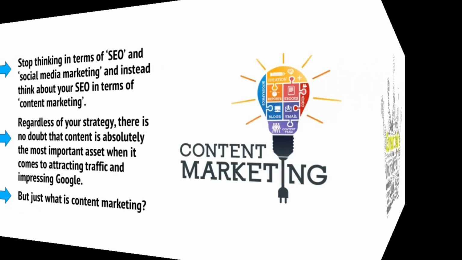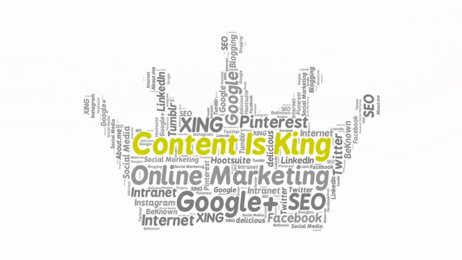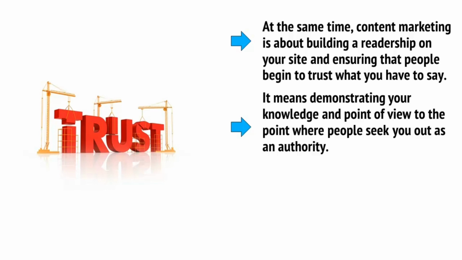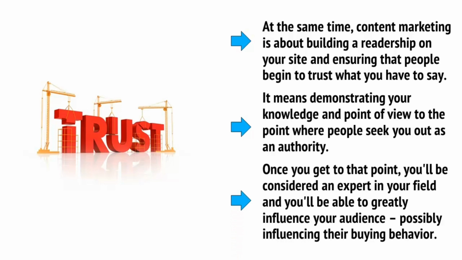Content marketing is about creating content that will help Google to find your site and posts and to ensure you rank highly in the search engine results pages. While this is a powerful and useful effect, though, it's actually only one part of what content marketing is all about. At the same time, content marketing is about building a relationship on your site and ensuring that people begin to trust what you have to say. It means demonstrating your knowledge and point of view to the point where people seek you out as an authority. Once you get to that point, you'll be considered an expert in your field and you'll be able to greatly influence your audience, possibly influencing their buying behavior.